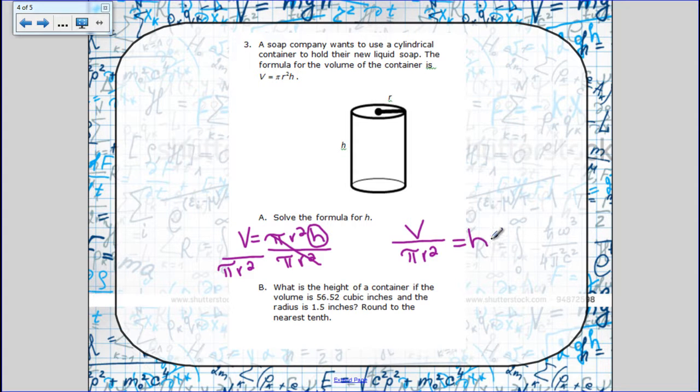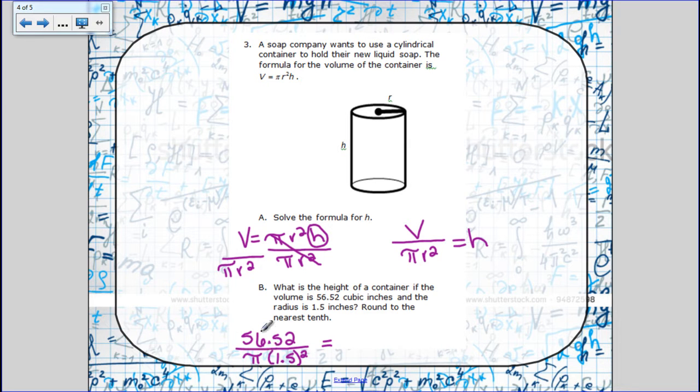So the second question says, what's the height of a container if the volume is 56.52 cubic inches and the radius is 1.5 inches? Then it says round to the nearest tenth. So we take our formula. The volume is 56.52 divided by pi times the radius squared. So that's 1.5 squared. Now I'm going to leave this pi symbol in there.